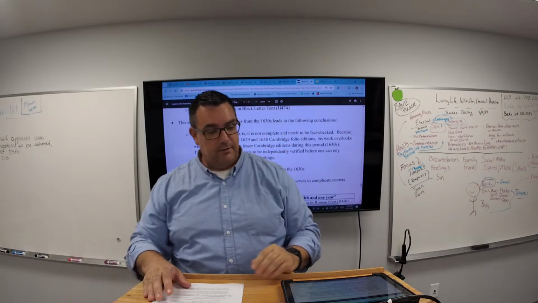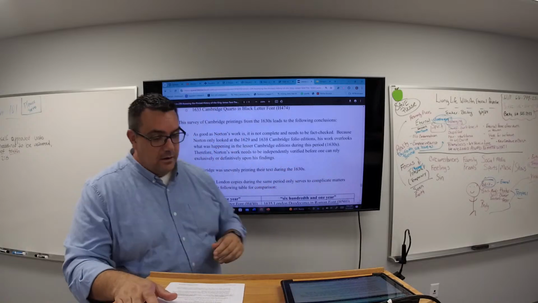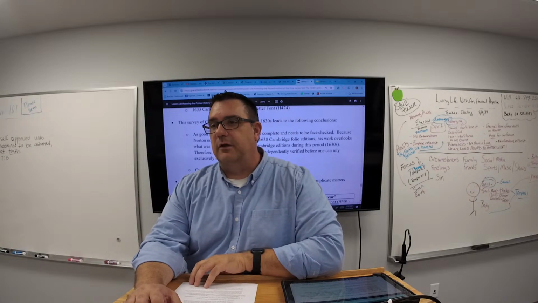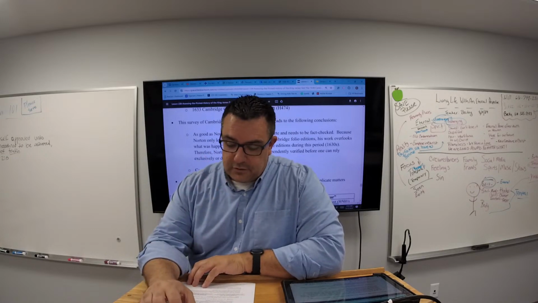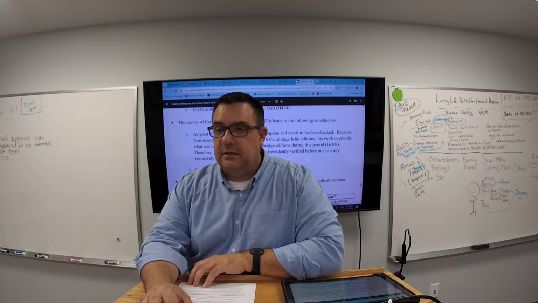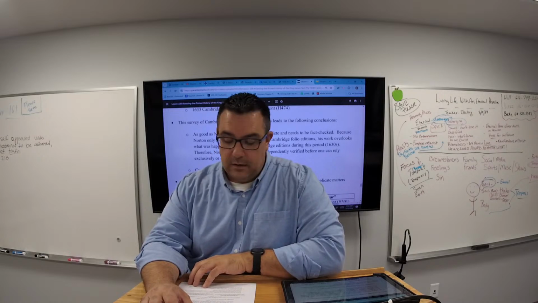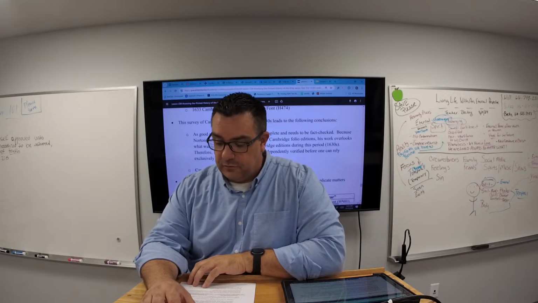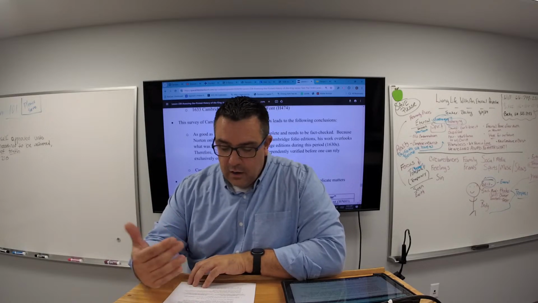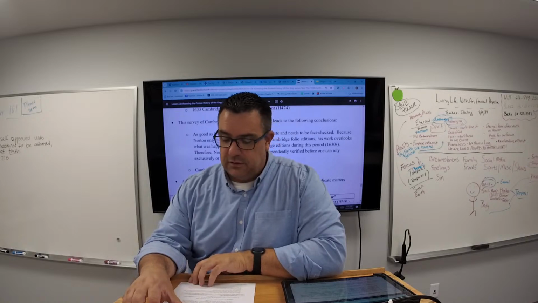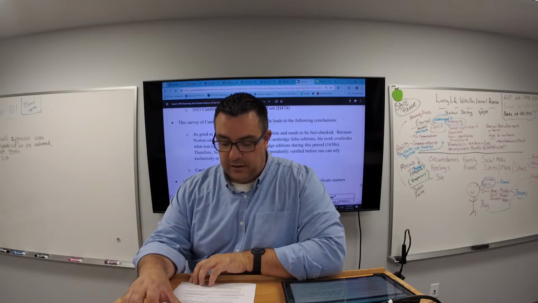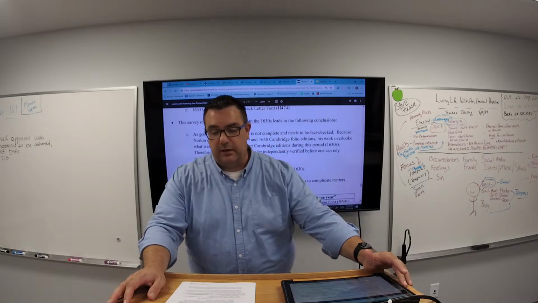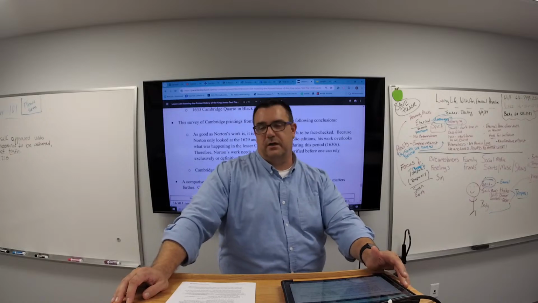So look at my next point, starting with this survey. This survey of Cambridge printings from the 1630s leads to the following conclusions. Number one: as good as Norton's work is, it is not complete and needs to be fact-checked. Because Norton only looked at the 1629 and 1638 Cambridge Folio editions, his work overlooks what was happening in the lesser Cambridge editions during the 1630s. Therefore, Norton's work needs to be independently verified before one can rely exclusively or definitively upon his findings.